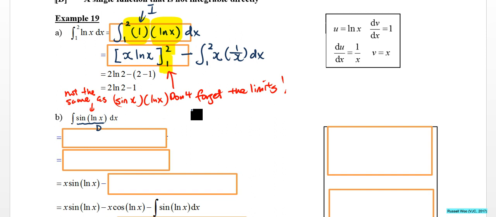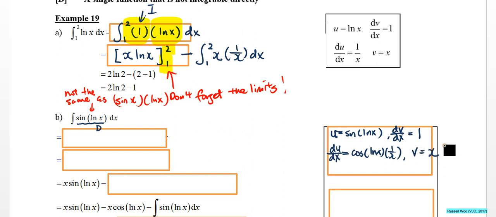So if you're used to letting something be u, something be v, let's do this. I let u be equal to sine ln x. And I let dv dx be equal to 1. There is a 1 here, which I'm going to let. Therefore, differentiate this, which is not very nice, but never mind. You get cosine ln x times 1 over x. And integrate this, I'll get x.